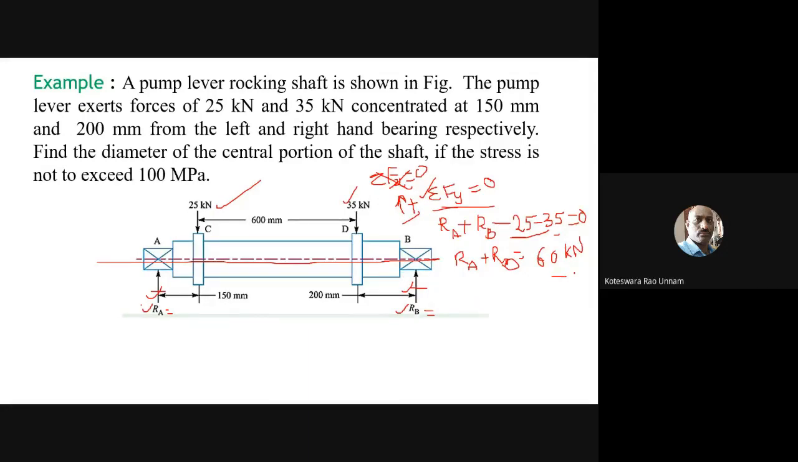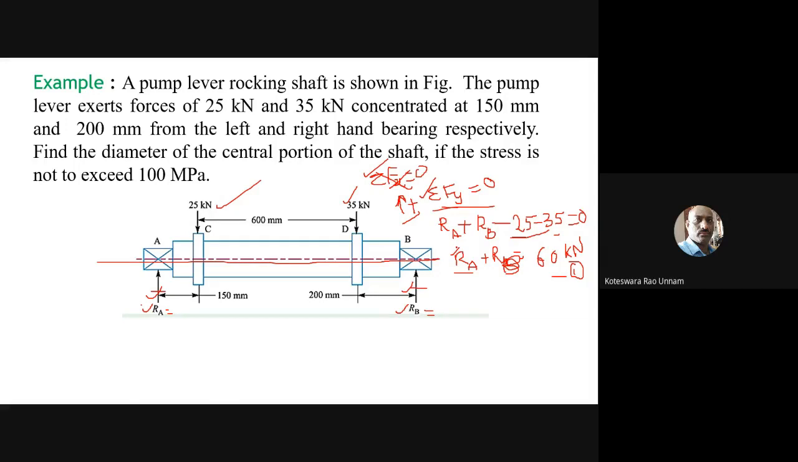This is one equation, but I cannot solve two unknowns with one equation. RA and RB are both unknowns, so I require one more equation. How will I get another equation? By applying force equilibrium, I won't get another equation because there is no horizontal force, so sigma Fx equal to 0 gives me no second equation. If I consider force equilibrium, I get only one equation.